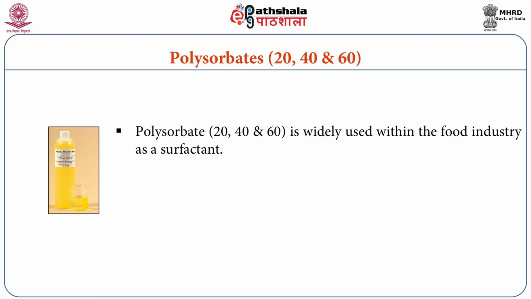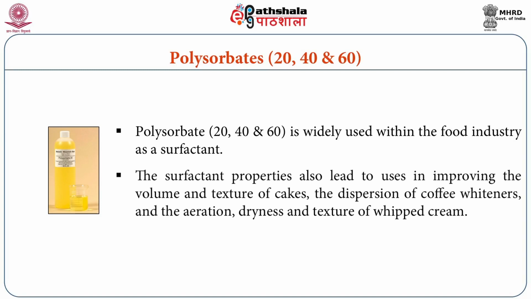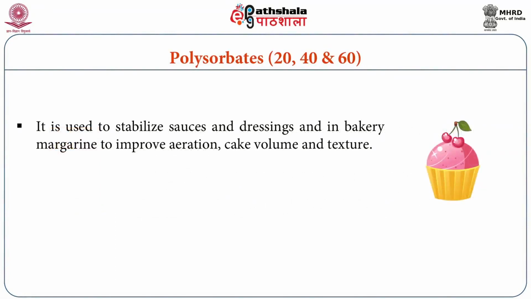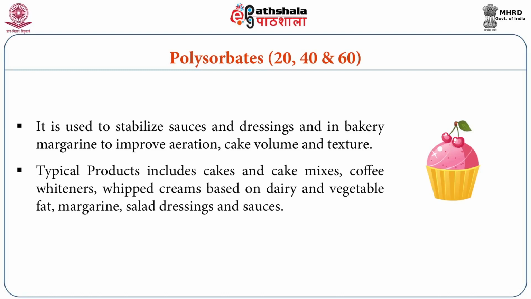The next category of ingredients is polysorbates. Polysorbate 20, 40, and 60 are widely used within the food industry as surfactants. The surfactant properties also lead to use in improving the volume and texture of cake, the dispersion of coffee whiteners, and the aeration, dryness, and texture of whipping cream. It is used to stabilize sausages and dressings, and in bakery margarine to improve aeration, cake volume, and texture. The typical polysorbate-related products include cakes and cake mixes, coffee whiteners, whipped cream based on dairy as well as vegetable fat, margarine, salad dressing, and sausages.